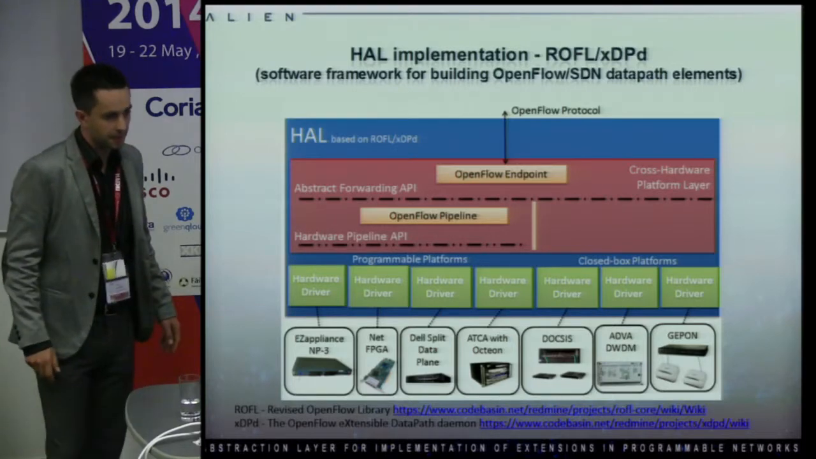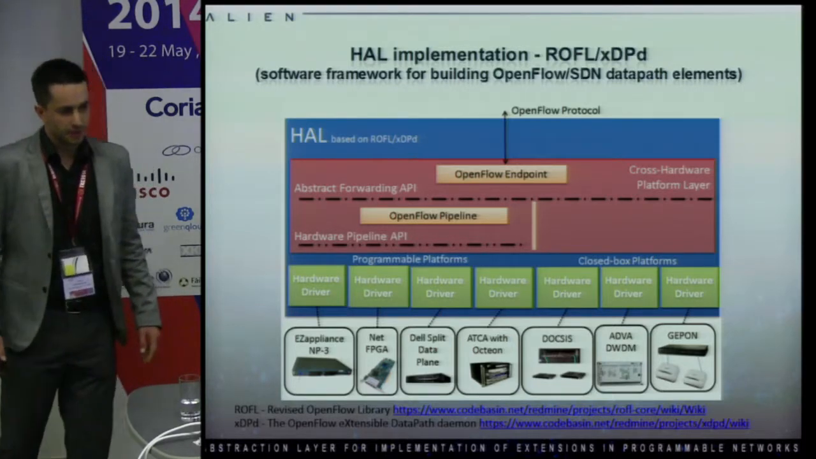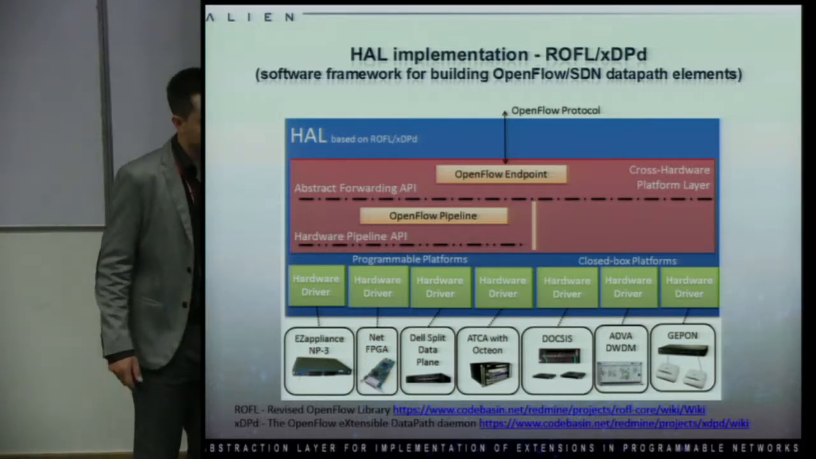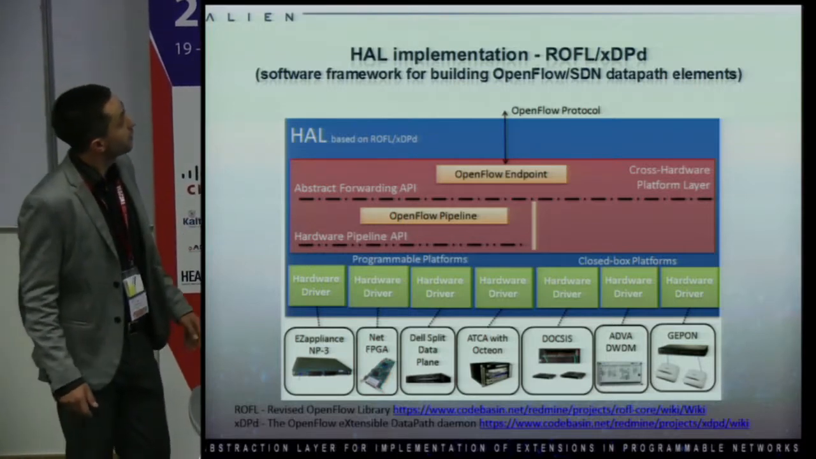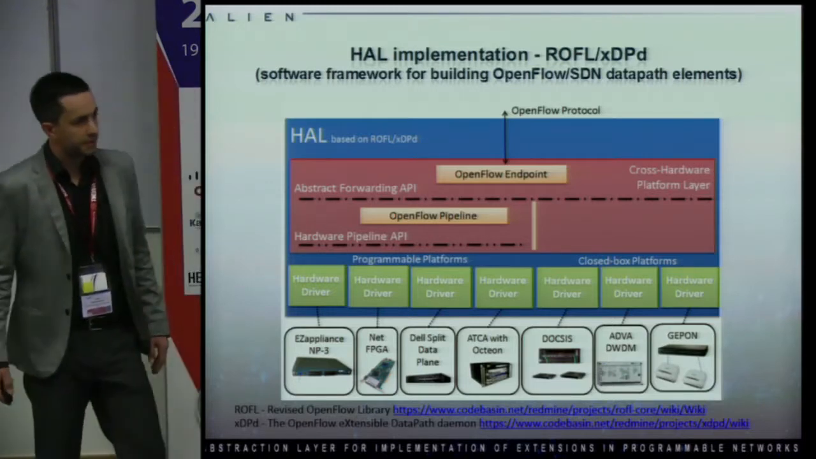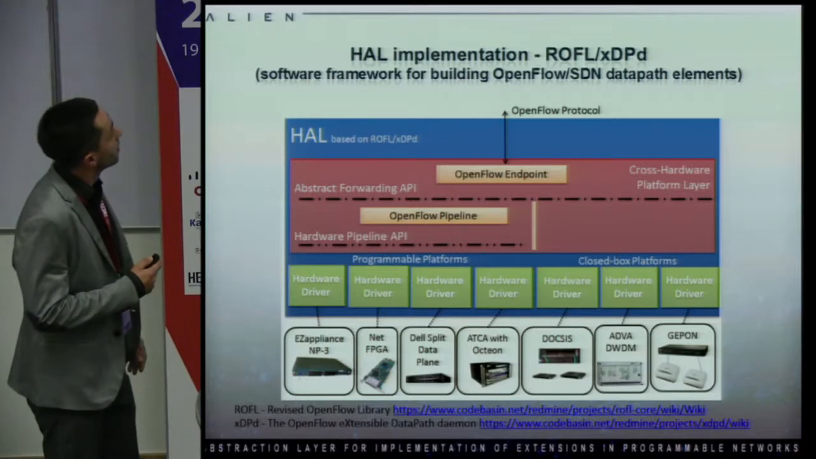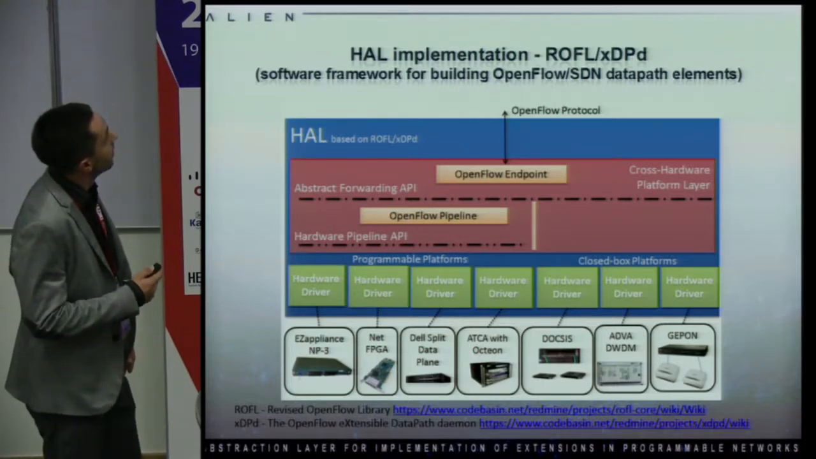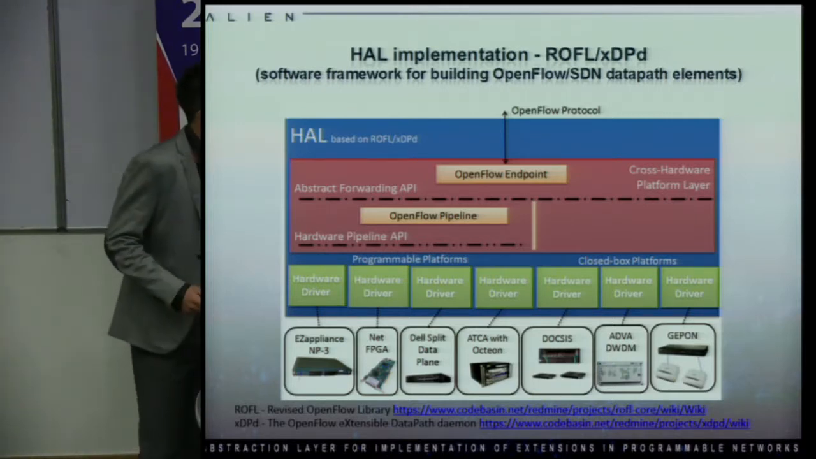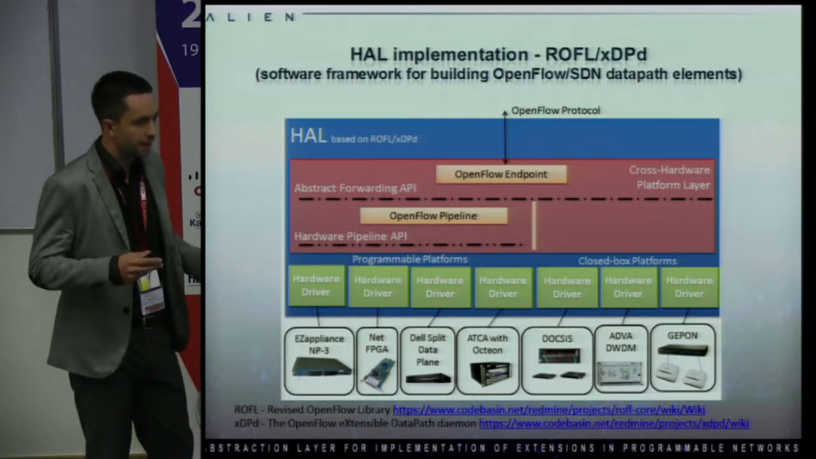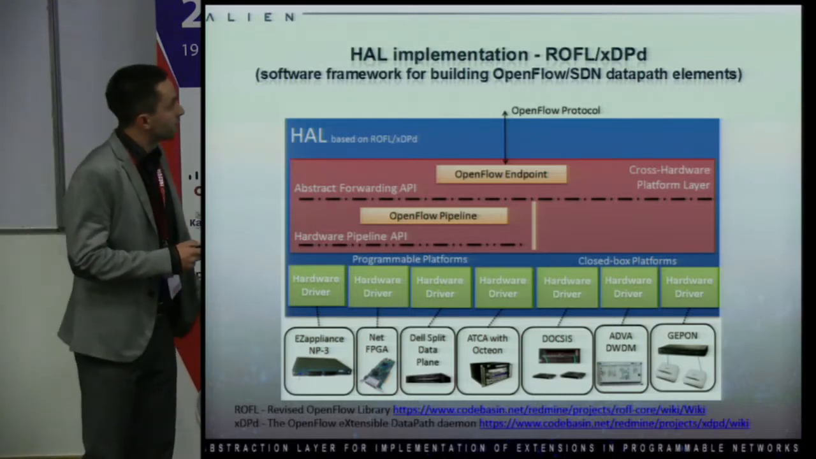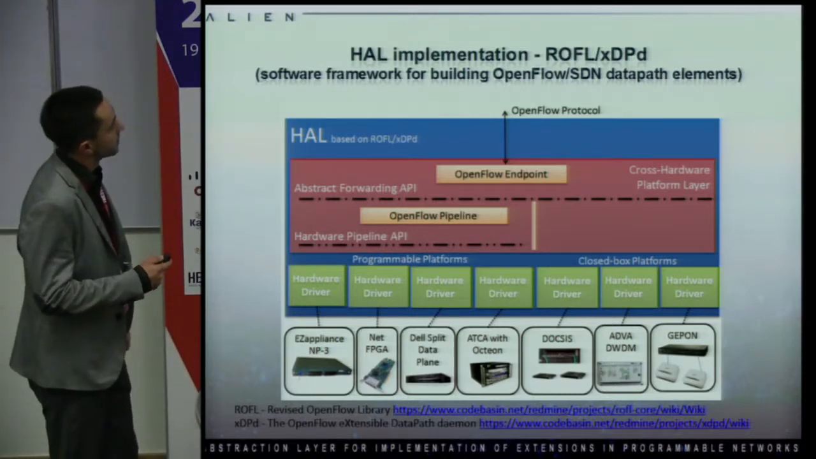And here on this slide, here's a framework for HAL implementation. It is based on ROFL and xDPd, the OpenFlow library and DataPath daemon. It's a software framework for building OpenFlow DataPath elements. What is important here is that we have one common API, AFA. It's the Abstract Forwarding API. It's a software interface, a C language-based interface that binds the hardware agnostic and hardware specific code. It's common for all these alien devices.